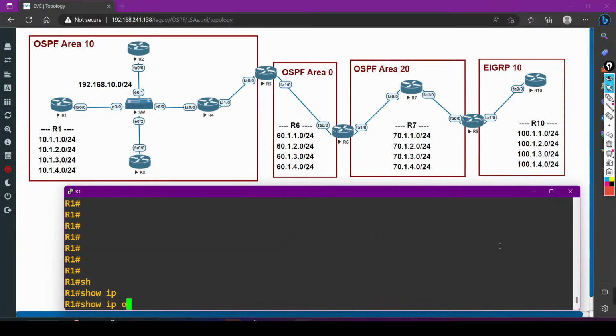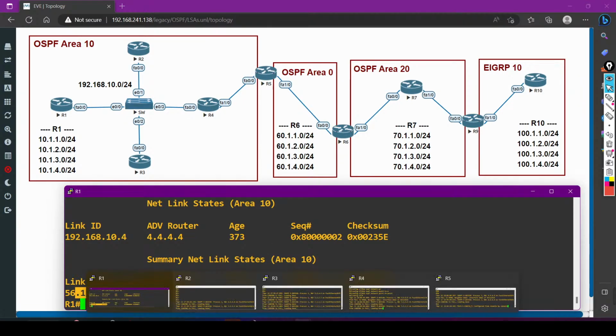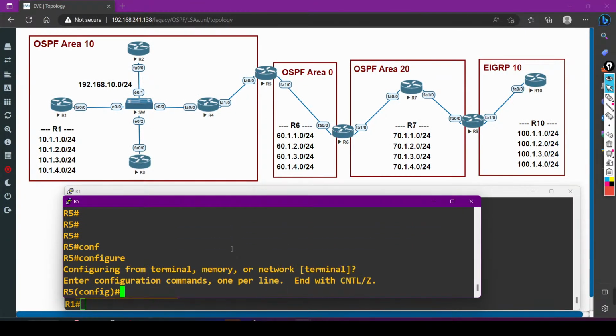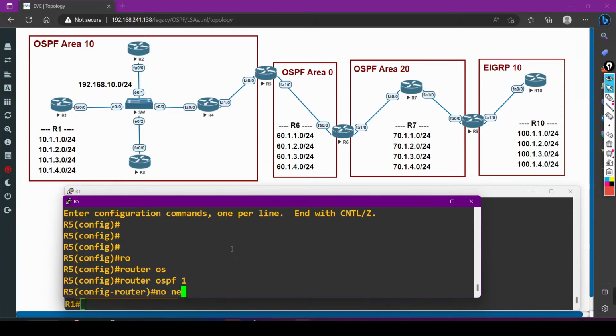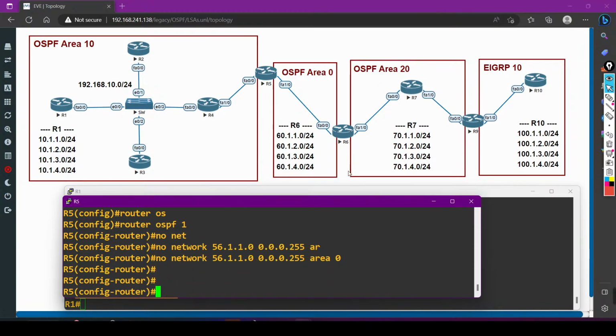Now, show IP OSPF database. So there is only one number of LSA2. Sorry, there is one summary LSA. I think I have advertised this interface of router 5, F1/0, in area 0. So that's why we are getting LSA3 as well. But now I am not interested in showing you LSA3. So let me do one thing. Router OSPF 1 and say no network 56.1.1.0 0.0.0.255 area 0. So I have removed it.